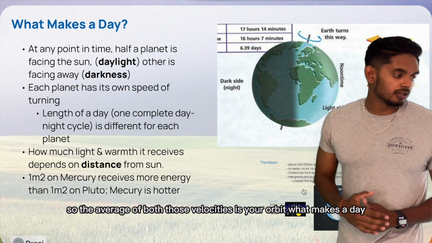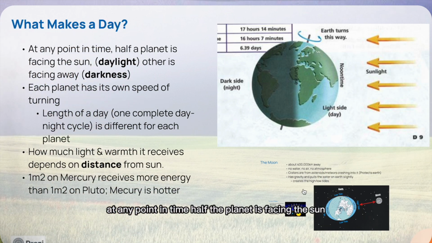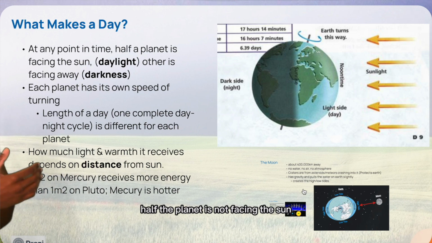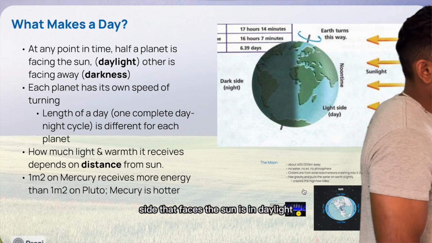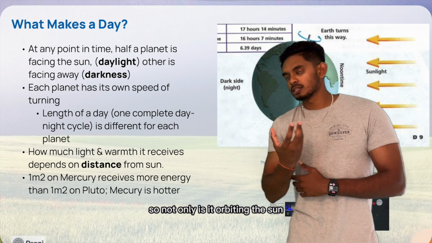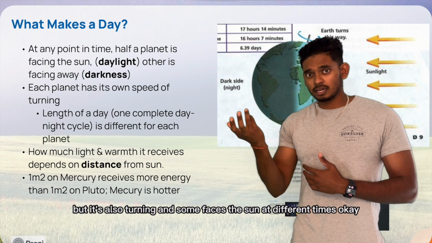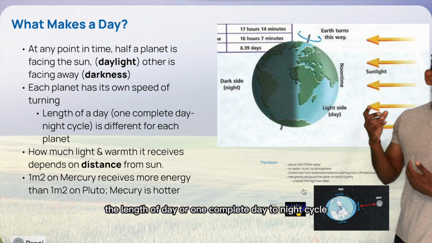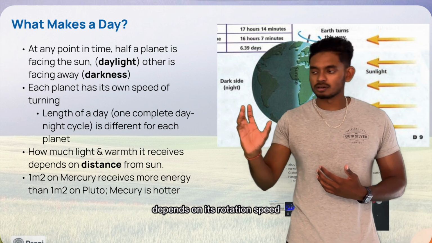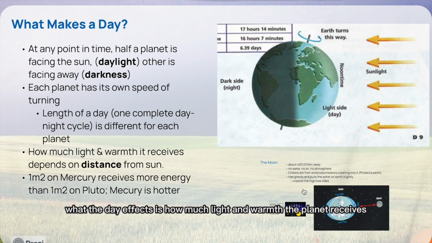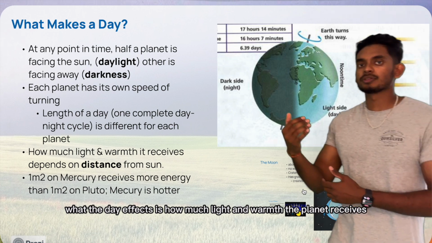What makes a day? At any point in time, half the planet is facing the sun. If half the planet is facing the sun, half the planet is not facing the sun. The side that faces the sun is in daylight. So not only is it orbiting the sun, but it's also turning, and different sides face the sun at different times. The length of a day, or one complete day to night cycle, depends on its rotation speed. What the day affects is how much light and warmth the planet receives.